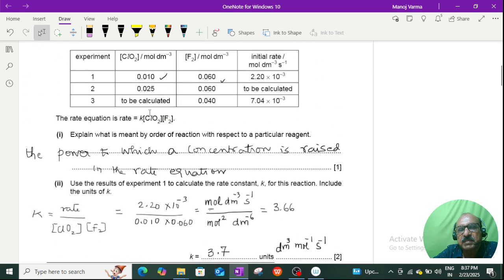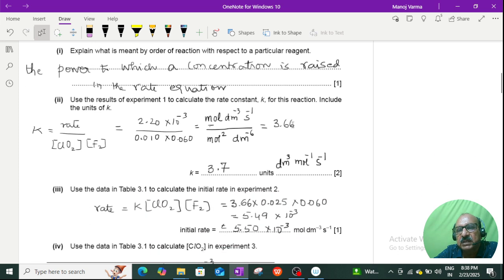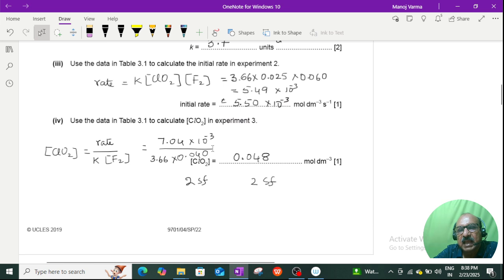So if you go to experiment 3, this is the term to be calculated. The other terms have been given. The value of K we have already found as 3.66, and when we have to find this out, we use this formula, and when we plug in the values taken from experiment 3, we get the concentration of ClO2 as 0.048 mole per dm cube to 2SF, because this term is having 2SF. So that's the answer.